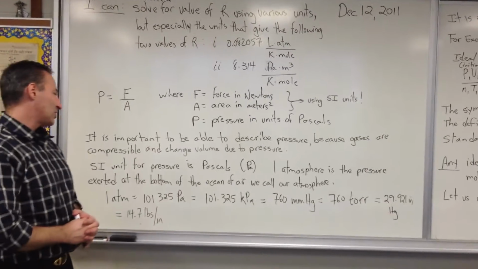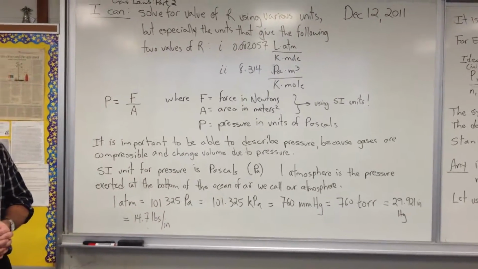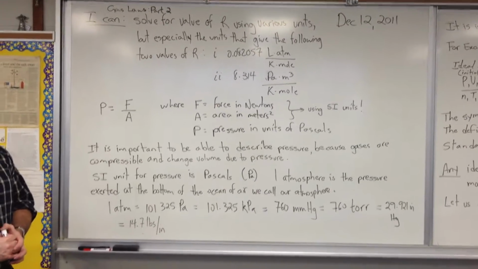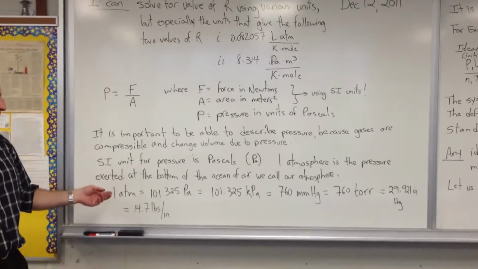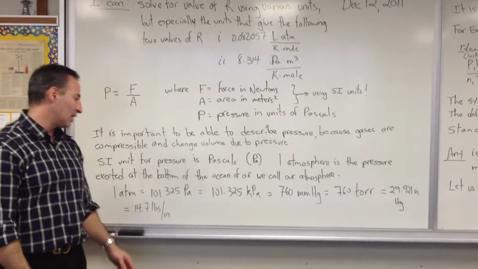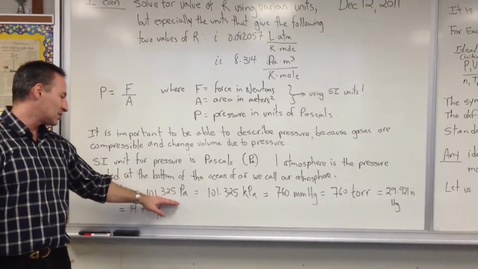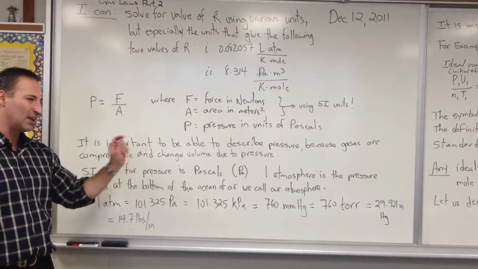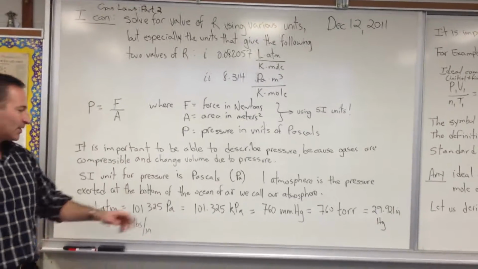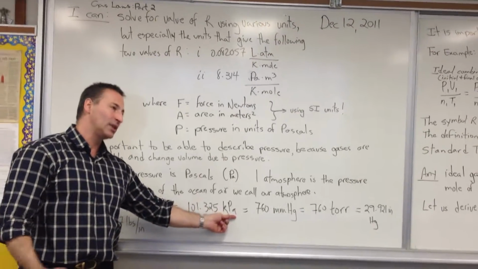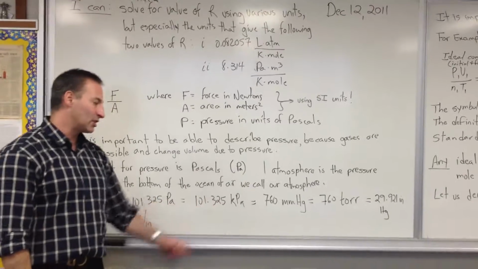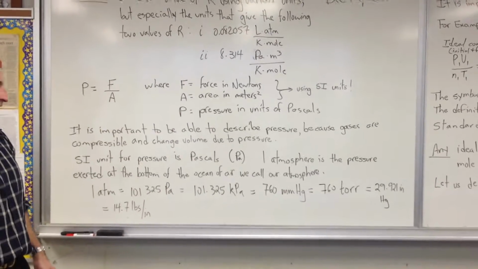1 atmosphere is the pressure exerted at the bottom of the ocean of air we call our atmosphere, so that's why we call it 1 atmosphere. It's expressed several other ways, all of which I encourage you to memorize. 1 atmosphere is the same as 101,325 pascals, so we see from this that the pascal is actually a very small unit. That's why they often use the kilopascal. 1 kilopascal is equal to 1,000 pascals, and the atmospheric pressure is equal to 101.325 kilopascals.